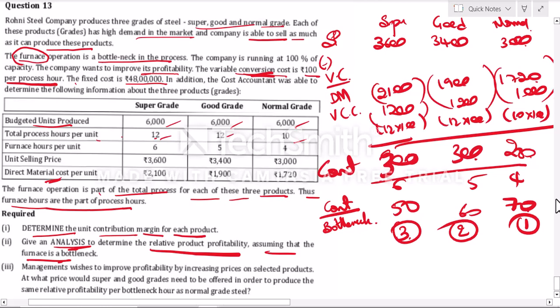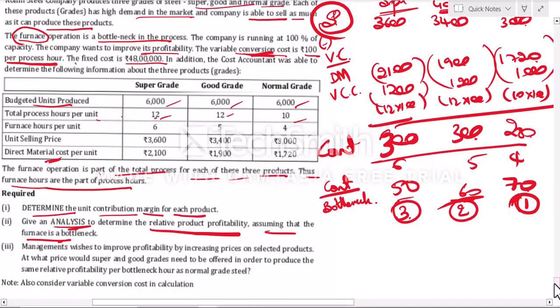Management wishes to improve the profitability by increasing prices on selected products. At what price would super and good grades need to be offered in order to produce the same relative profitability per bottleneck hour as normal grade? Super and good are giving lower profits when compared to normal, no? So they want to earn the same profit as normal is earning. For that they want to increase the selling price. So they are asking us what the price should be so that we can earn the same profit.